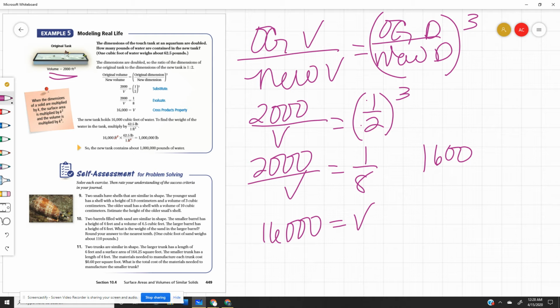Let me see, I need more room. I thought I got the eraser. I did not get the eraser. Eraser. Okay.